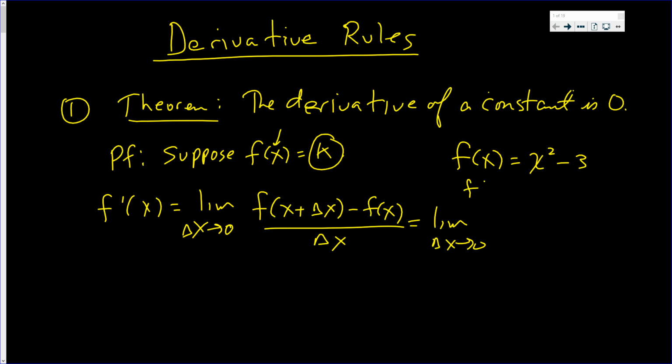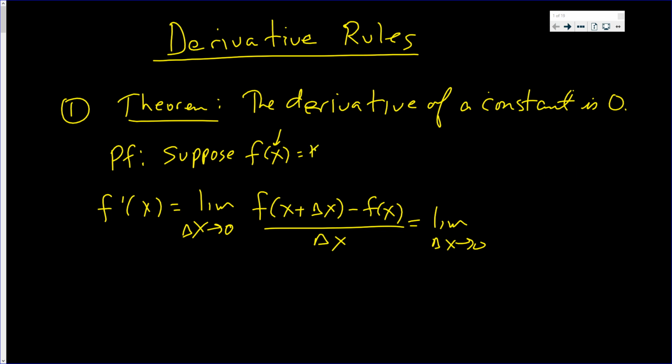If I plugged in 3 here, then wherever I see x, I put 3. For whatever it's worth, let's make this 8. I didn't put a 3 there for x. Why? There was no x. So f of 3 will be k, f of 13 will be k, f of anything will equal k.